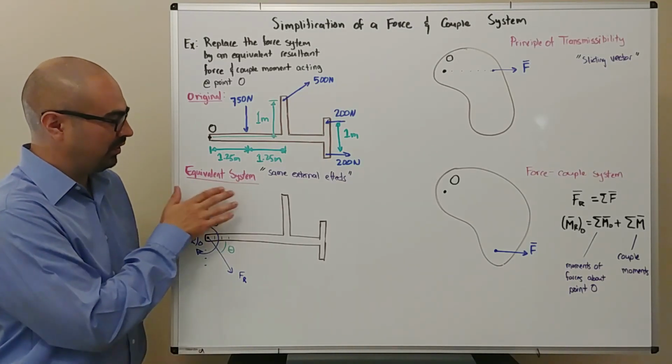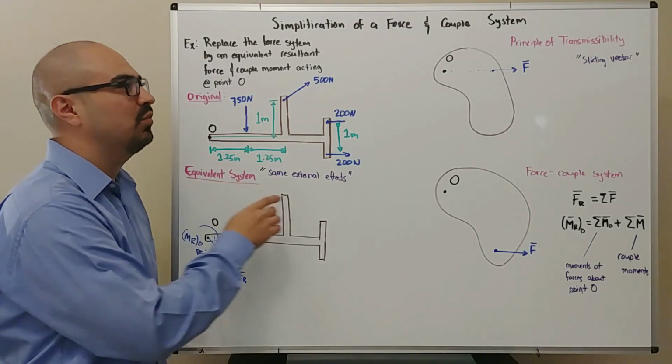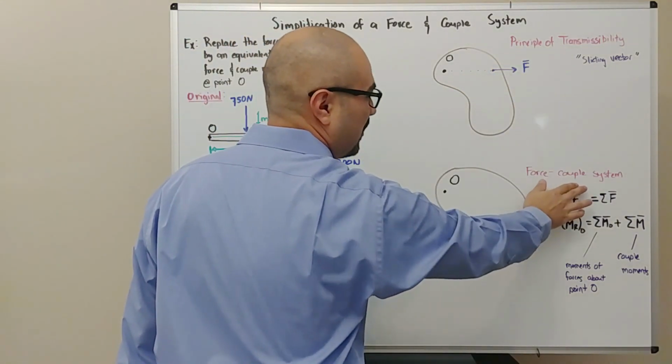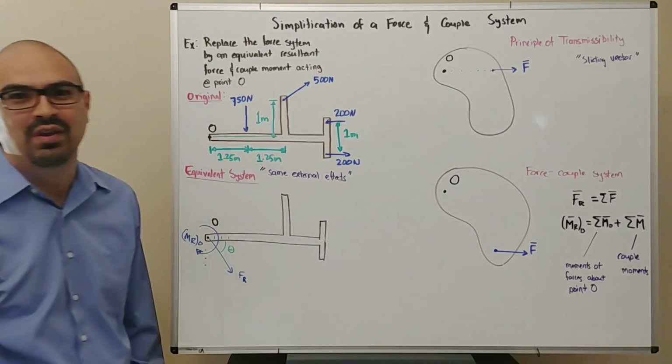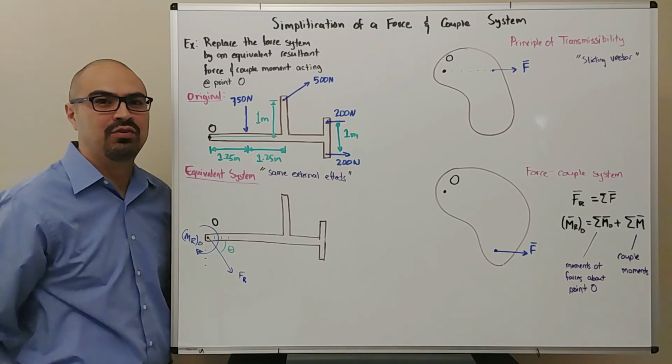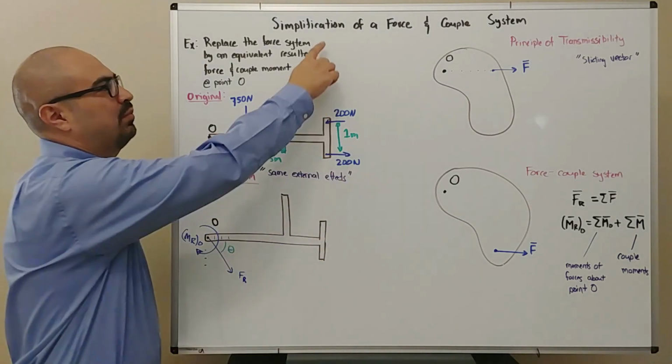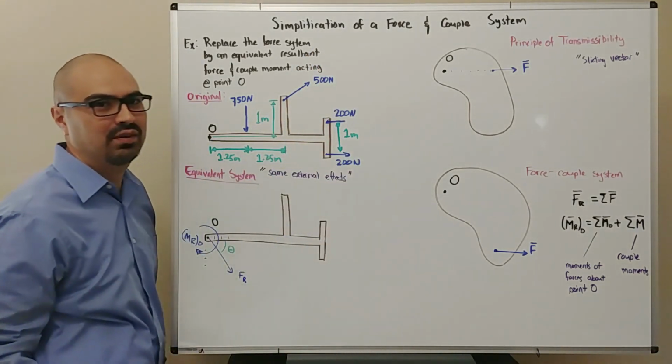In this video, we're going to talk about equivalent force systems, the principle of transmissibility, and force and couple systems. The section is 4.7 in Hibbeler's book, and it's called Simplification of a Force and Couple System.